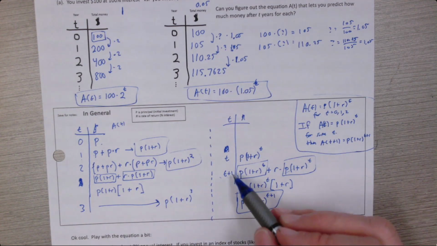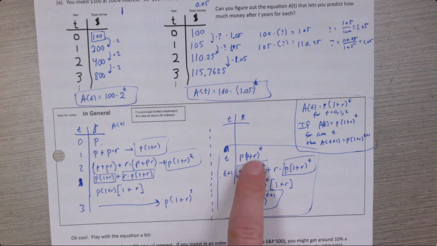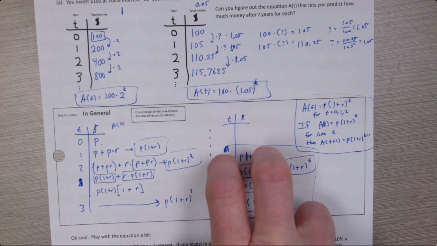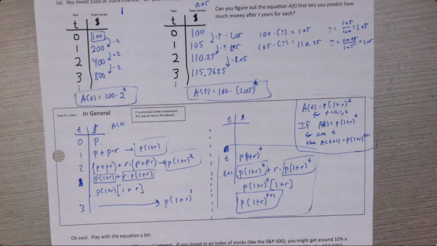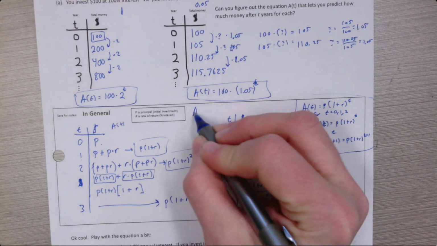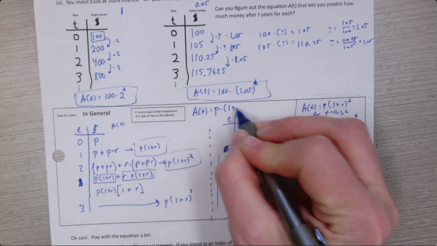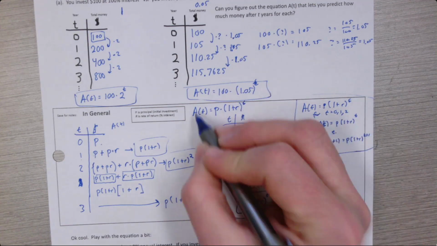So this statement that we did here, which was showing that if it works for one row, it's got to work for the next row, that's what proves it for the entire rest of the table. Okay. So what have we shown? We've shown that A(t) is in fact principal times (1 + the rate) to the t.